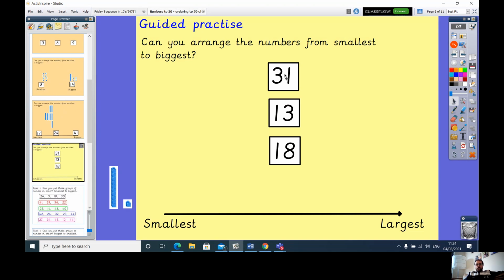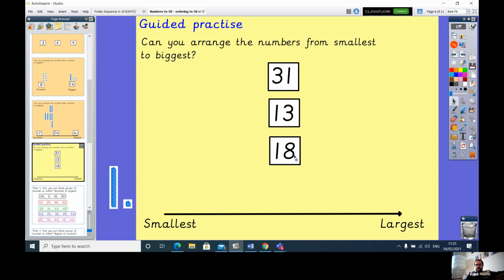Now let's try this one here. What number is this one? 31. How many digits? 1, 2. This number here, 13. 2 digits, a 1 and a 3. Now these numbers have the same digits, a 3 and a 1, a 3 and a 1. They're just the other way around, so that will mean the number will be different.